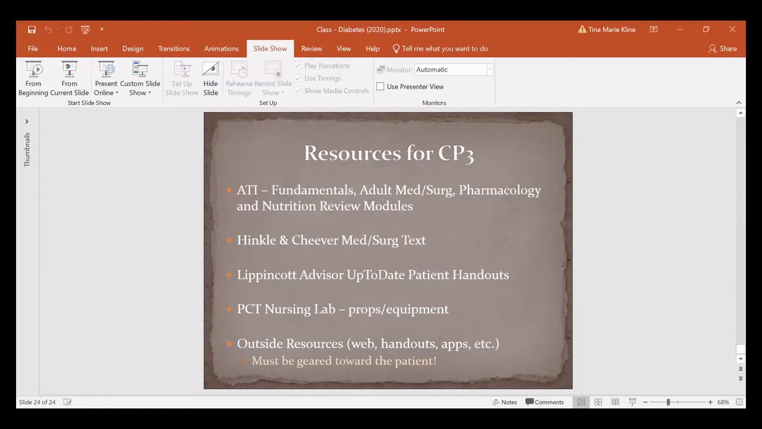Again, if you're using outside resources, whether you're referring the patient to a particular website, providing them with a handout, if you're referring them to a specific app, maybe on their phone, you're looking for stuff for this assignment that's geared towards the patient, not the provider, because you're providing that teaching.